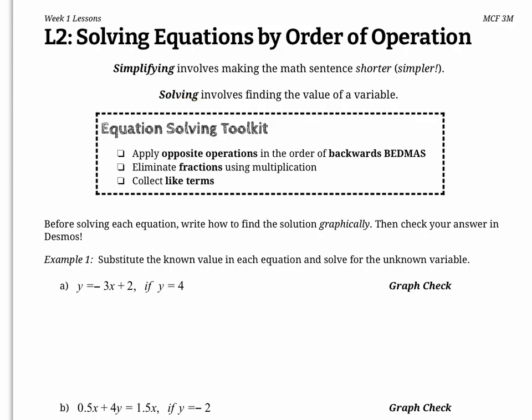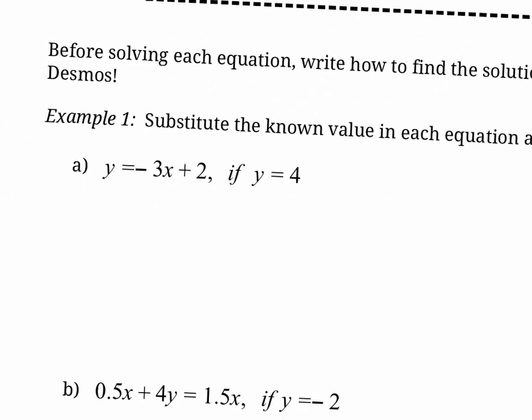So we have some tools in our toolkit from grade 9 and grade 10. We have even more, but these are the ones that we're going to just practice today, which is applying opposite operations in order of backwards BEDMAS. If you've never thought about it this way, we're going to review it together. Eliminating fractions using multiplication and collecting like terms. So those are going to be our tools. So let's go ahead and get started on the first one.